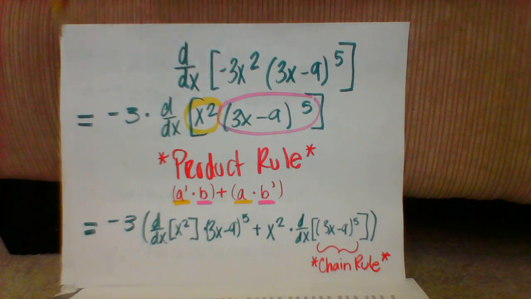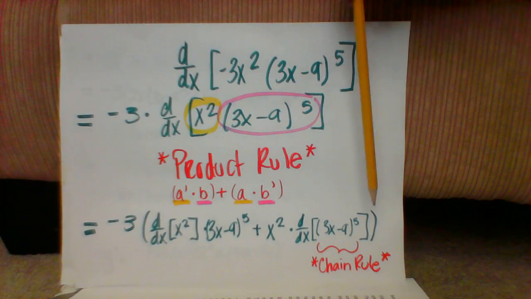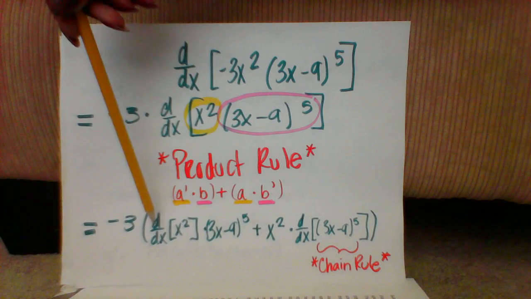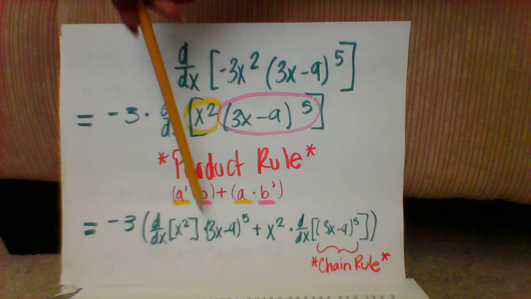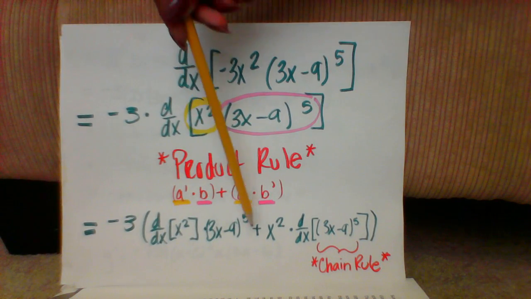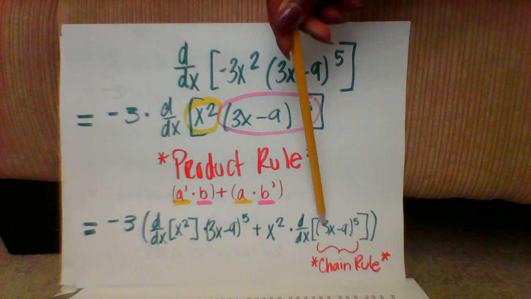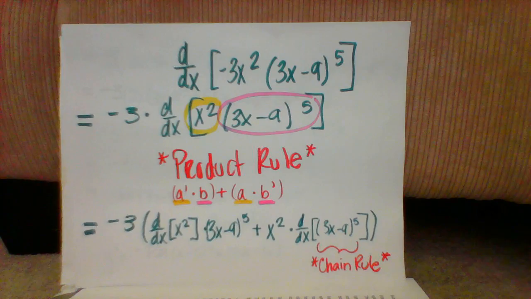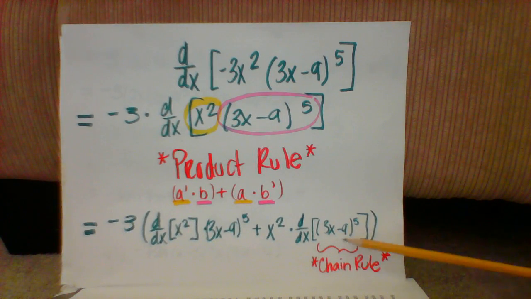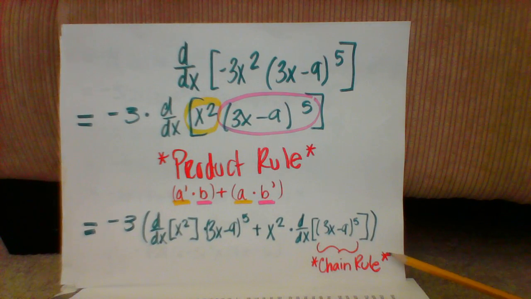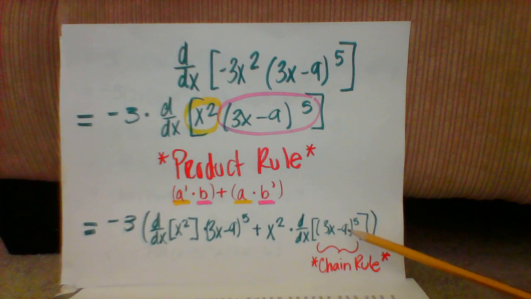We factor out a negative 3 and begin the product rule process. The derivative of x squared times b, (3x minus 9) to the 5th, plus a, x squared, times the derivative of b, (3x minus 9) to the 5th power. To find the derivative of (3x minus 9) to the 5th power, we'll be using the chain rule, which states the derivative of the outside times the derivative of the inside.